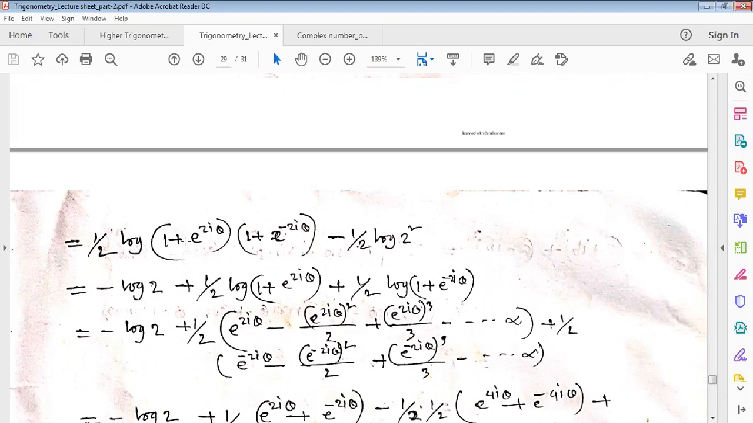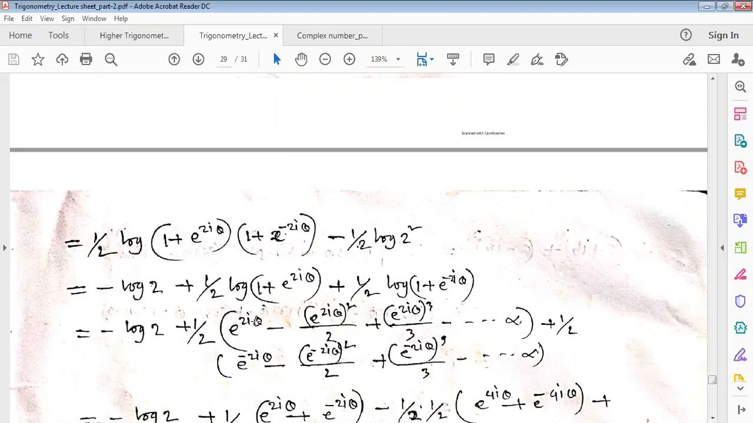Log mn formula. Log mn formula, log m plus log n. In multiplication, we have to use plus for multiplication. So half will be multiplied for both terms. Half log 1 plus e to the power twice i theta plus half log 1 plus e to the power minus twice i theta. Now log 1 plus x formula what?